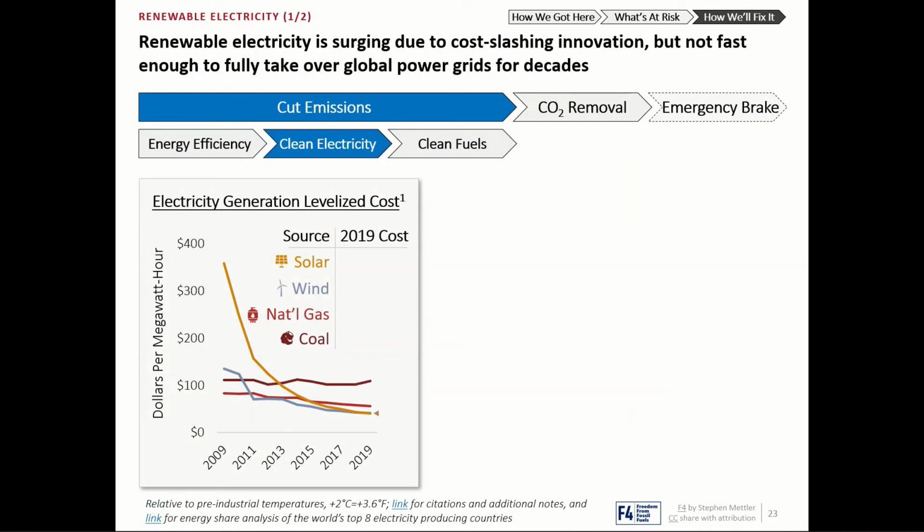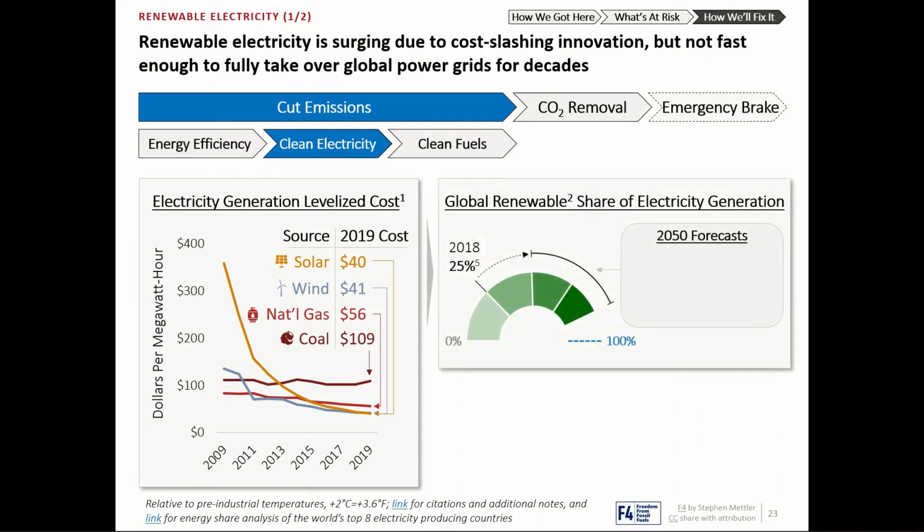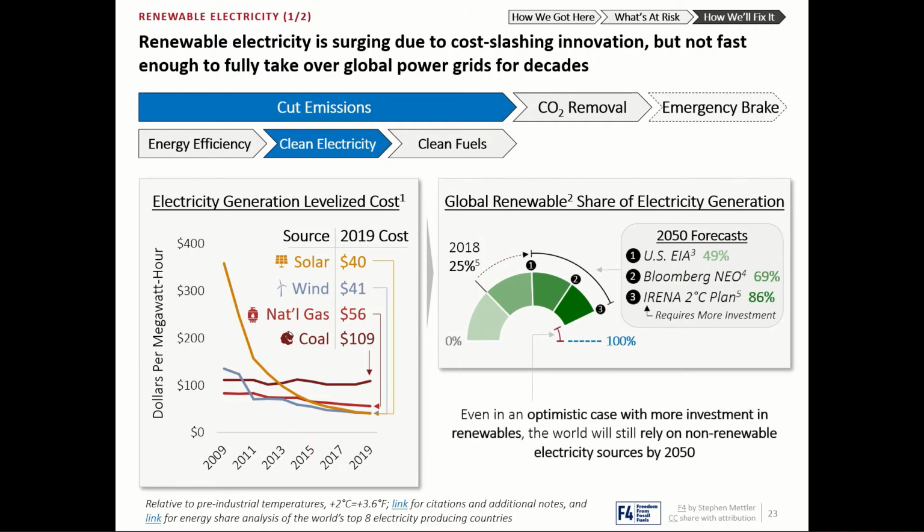Renewable electricity is surging because its costs have been plunging because of a lot of incredible innovation happening over the last couple of decades. But even with renewables now being the cheapest source of new electricity around most of the world, they are not accelerating fast enough to fully take over global power grids for decades. Even in 2050, even in optimistic scenarios, we are still going to be relying partially on non-renewable electricity sources.